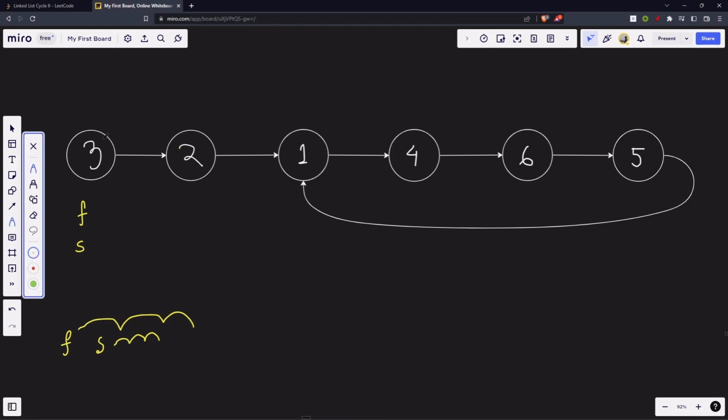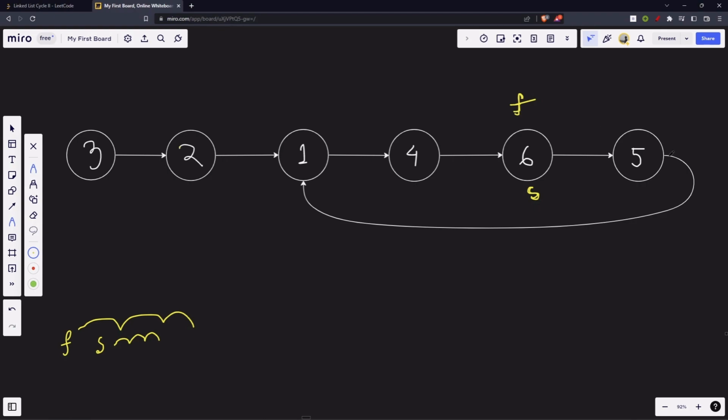So let us now make them run over the race track. Slow goes by one step, fast goes by two steps. Fast comes here, then slow again goes by one step, fast comes by two steps. Now slow moves by one step, fast moves by this here. Then slow moves by one place, fast moves by two places, this and this. Now what did we see? Fast and slow are standing at the same position now. That means there is a cycle. They have finally met each other.